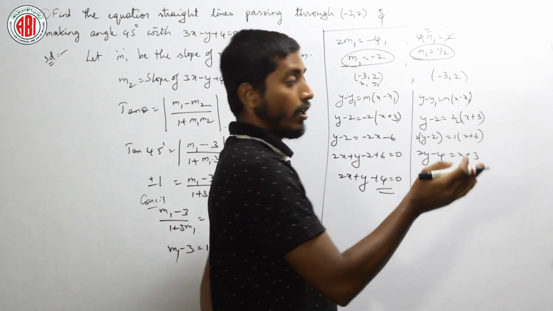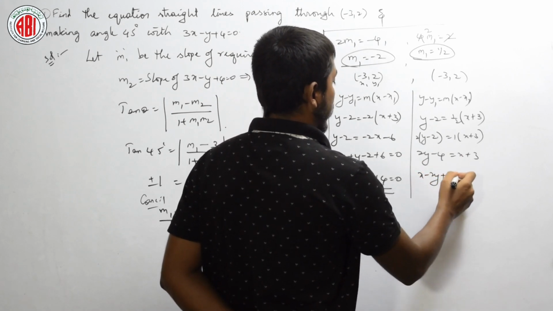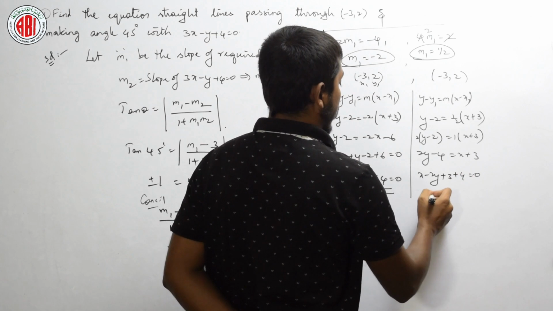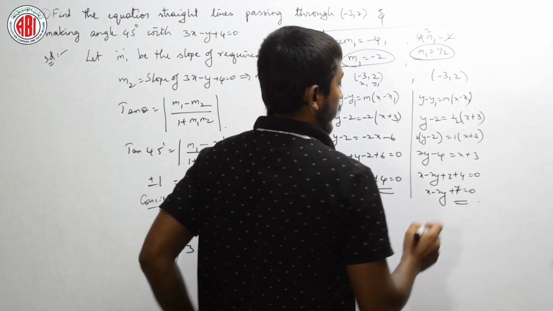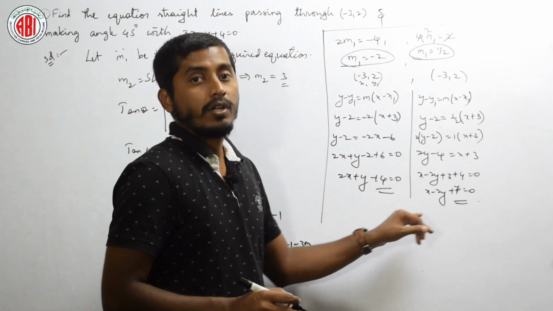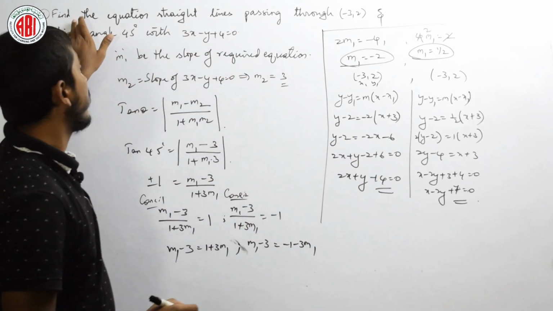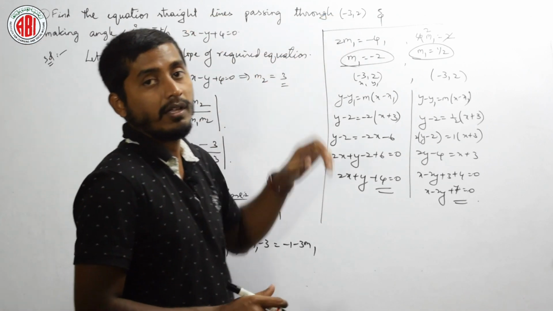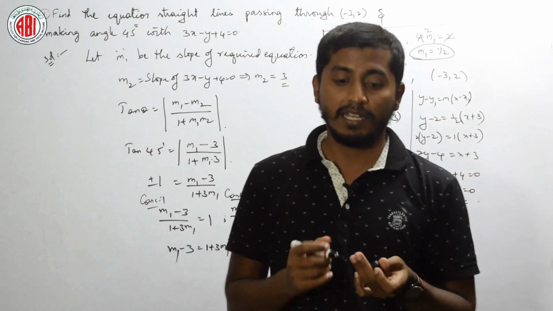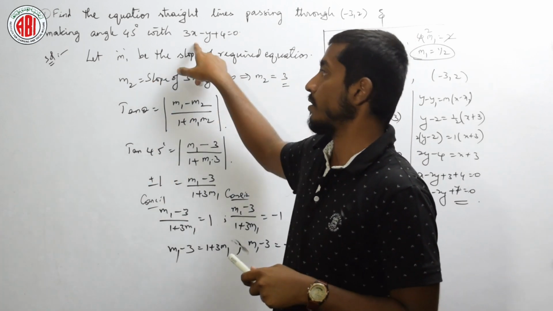Take everything to one side, it becomes x minus 2y plus 3 plus 4 is equal to 0, that is x minus 2y plus 7 is equal to 0. These are the two different equations they have asked. See here once again, they are asking to find the equation of a straight line passing through a particular point, and they gave that the line is making an angle of 45 degrees with the given equation.